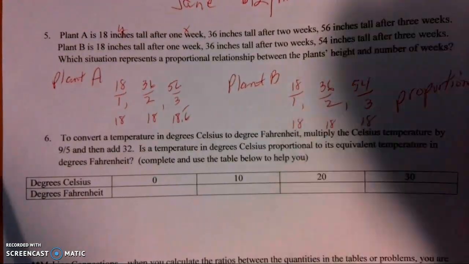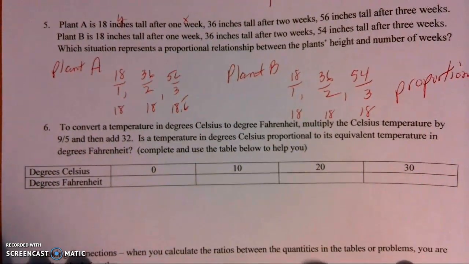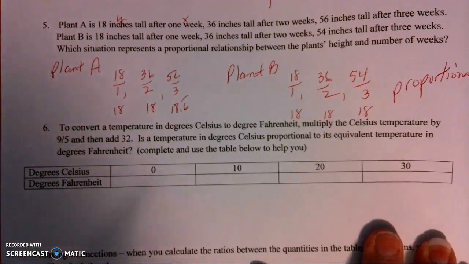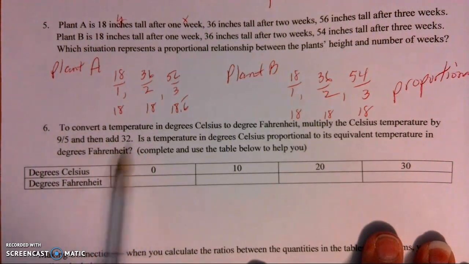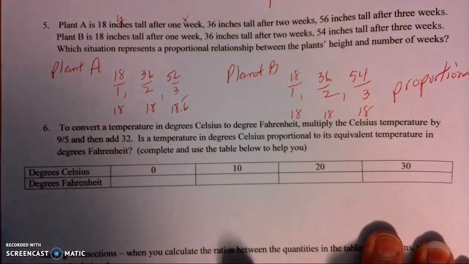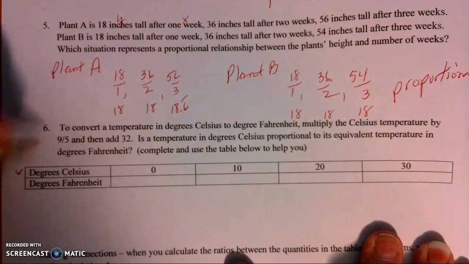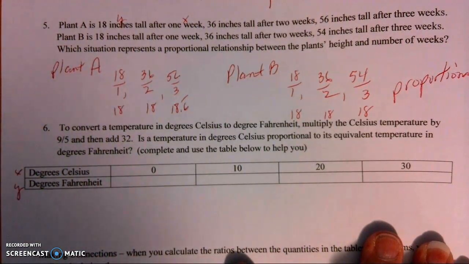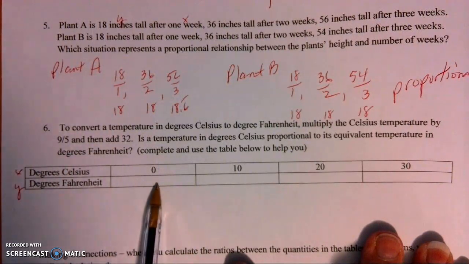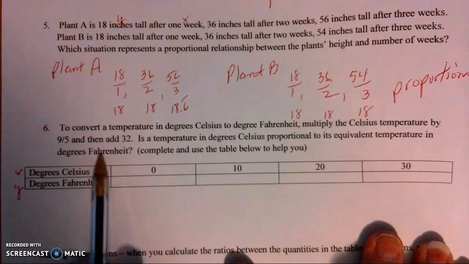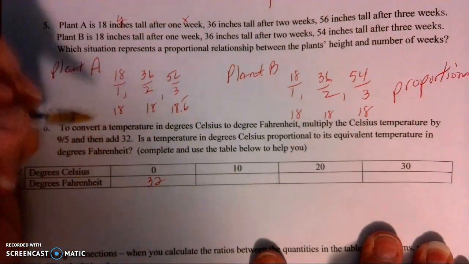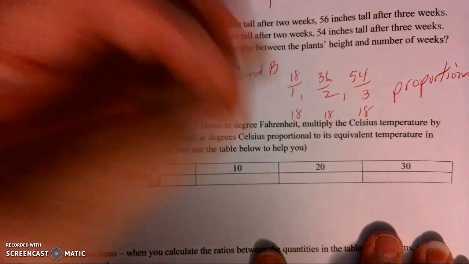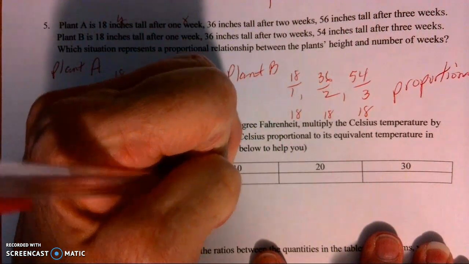Now, number 6, to convert a temperature in degrees Celsius to degrees Fahrenheit, we're going to multiply the Celsius temperature by 9/5 and then add 32. And I need to know, is Celsius proportional to Fahrenheit? And first of all, we want to complete the table. So again, let's think of Celsius as my X, Fahrenheit as my Y, and then if I take my Celsius temperature and I multiply it by 9/5 and add 32, degrees Fahrenheit will be 32. If I take the 10 times 9/5, add 32, this is 50.